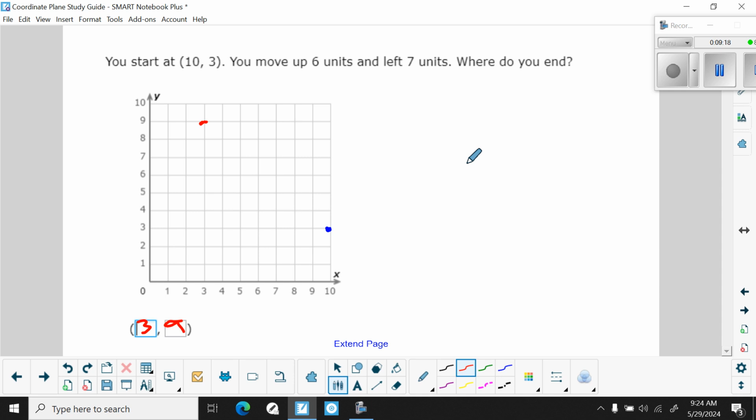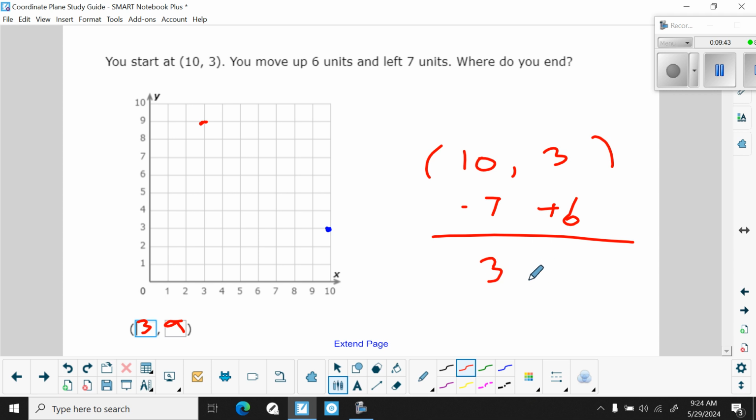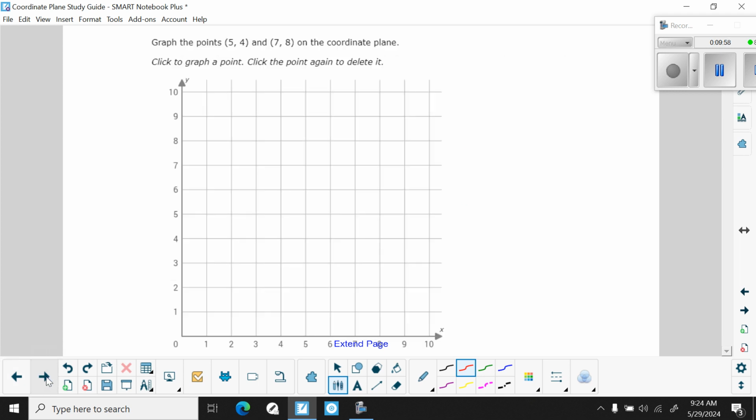Okay. Now I'm going to show you also the mathematical way to do it without graphing. You start at 10, 3. Okay, that's where you are. If you move up 6, that would be this coordinate. So you'd add 6 to this one. And if you go left 7, that would be 7 less than this one. So 10 minus 7 is 3. 3 plus 6 is 9. That's the point 3, comma 9. So same answer as we got over here, just using it without actually graphing the points. But you'll have the graph there available to you.